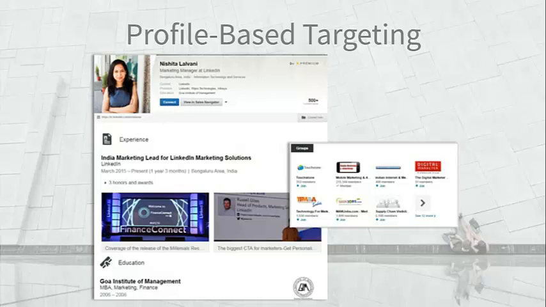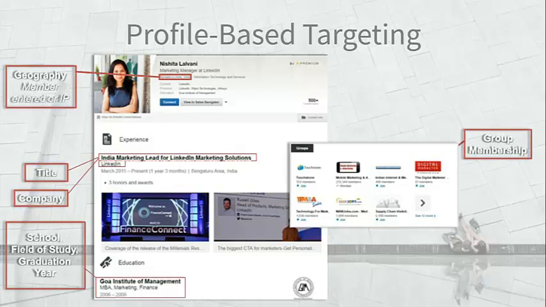So here is an example of a profile of my friend Ashita. She has all sorts of information she wants to share with the world at large, including, for example, geography. And you can actually target, little known fact, based on geography in two different ways. You can use the IP address of someone you're trying to reach, or the specific listed geography.